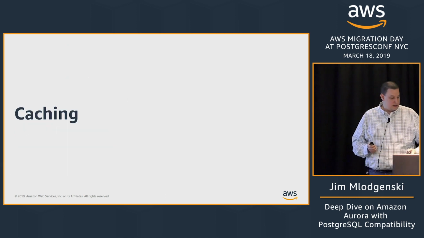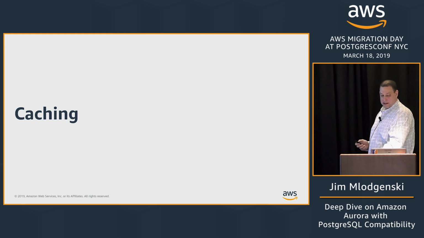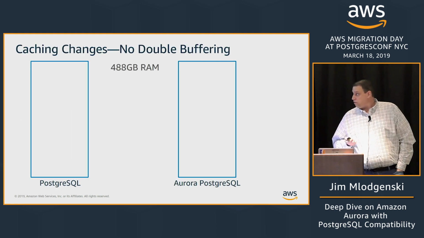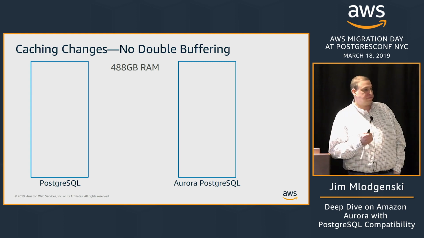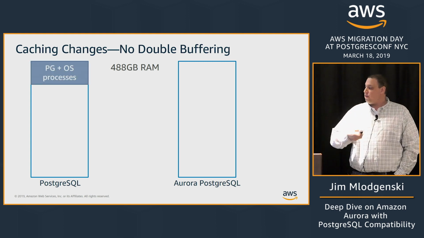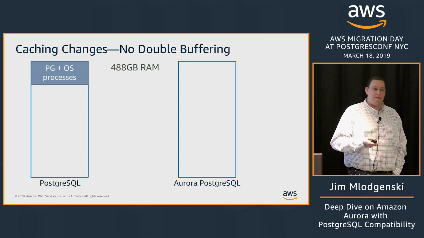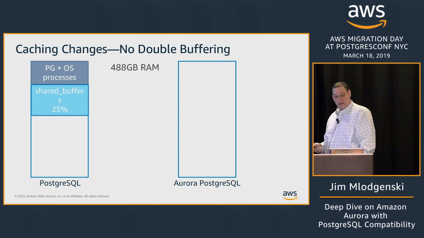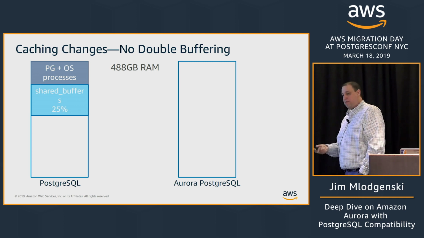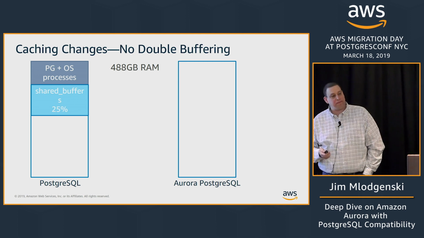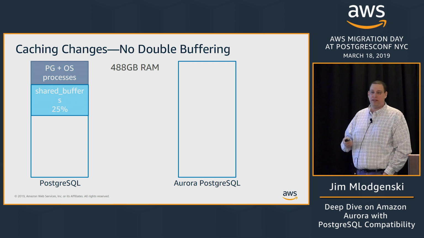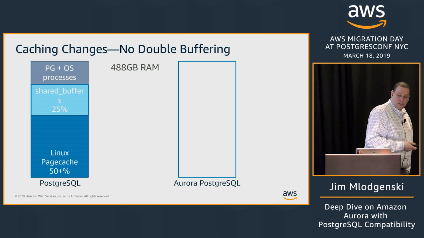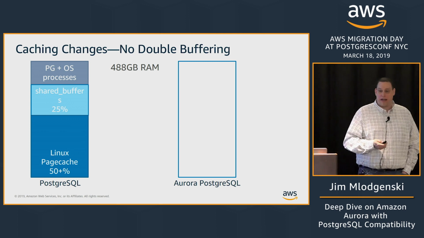So, caching. We're almost out of time here. When you're talking about RDS Postgres, we allocate about 25% for Postgres and the OS. Then for its main cache, shared buffers, we allocate about 25%, which is kind of standard practice in the Postgres world if you read about that. And the rest, about 50%, is for the Linux page cache.